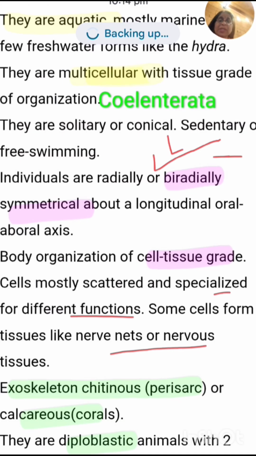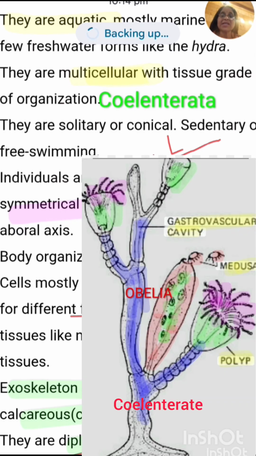And these animals are diploblastic animals. So diploblastic means they having the two layers, epidermis and gastrodermis. And in between them, mesoglea is present. So earlier from the acellular animals, now you are moving towards the animals which are showing the tissue grade of organization. So these are named as a coelenterata.